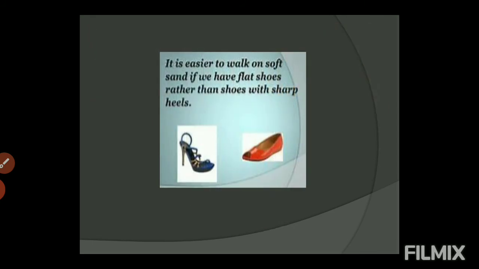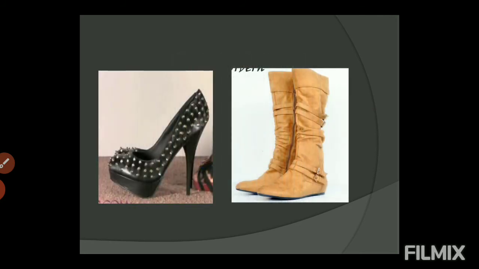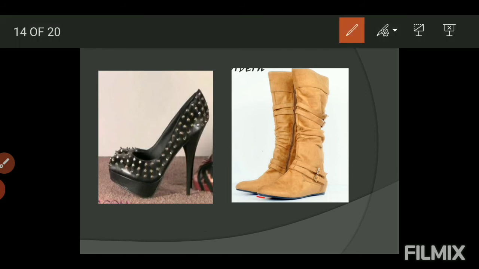It is easier to walk on soft sand if we have flat shoes rather than the shoes with sharp heels. Why so? Again, the reason is the surface area. In a sharp heel, the surface area is less. When the surface area is less, this sharp heel is going to apply more pressure on the sand and it will get dipped inside the sand. But when the surface area is more, the pressure applied by this will be less. So it will not get dipped inside the sand.